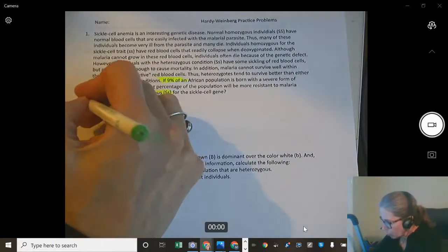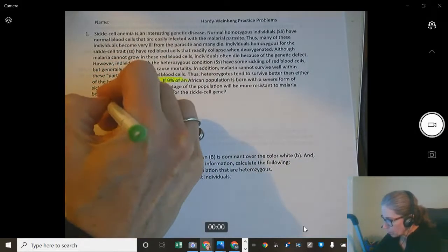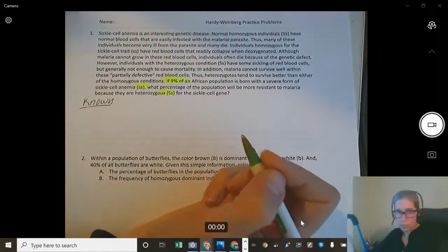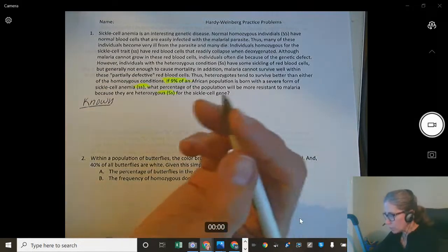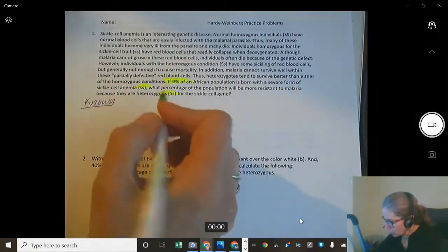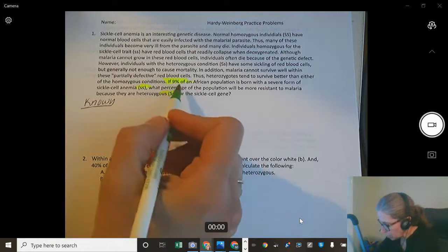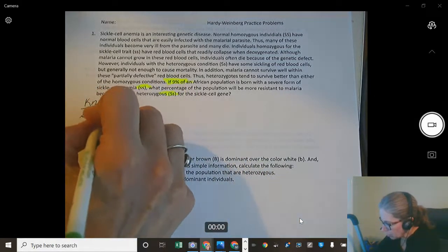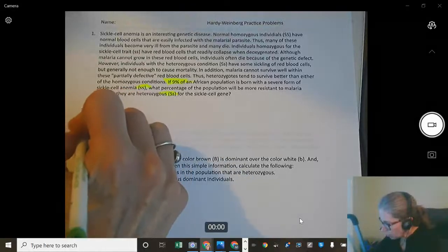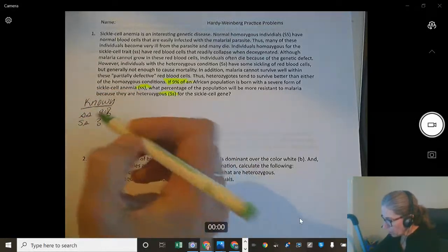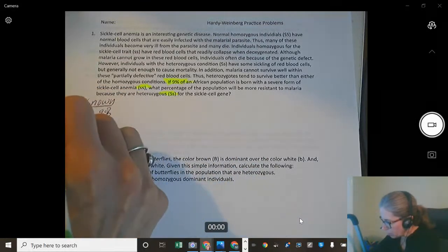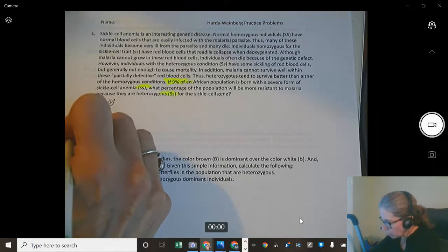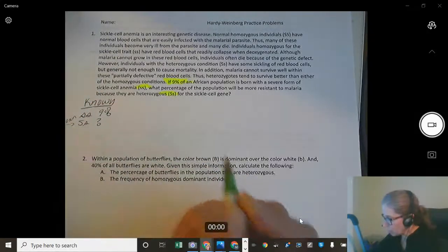So I always start by writing down my knowns, because sometimes these problems can be a little bit intimidating. As long as you go step by step, you should be okay. You'll at least get it started. So 9% is little s. And then it wants to know, these would be your unknowns, right? It wants to know what your big S little s is.